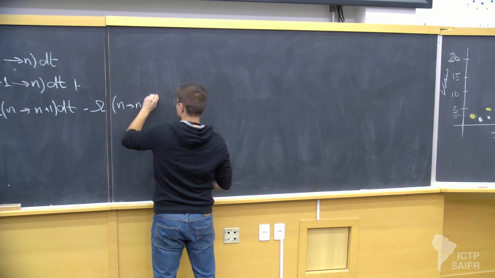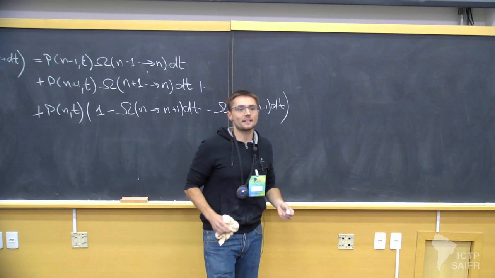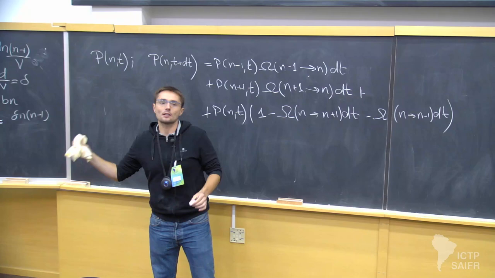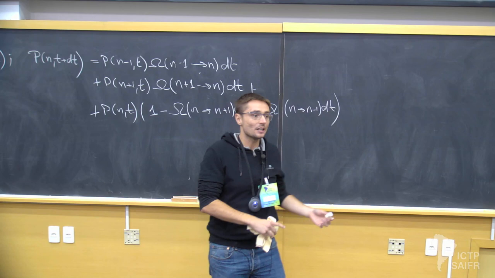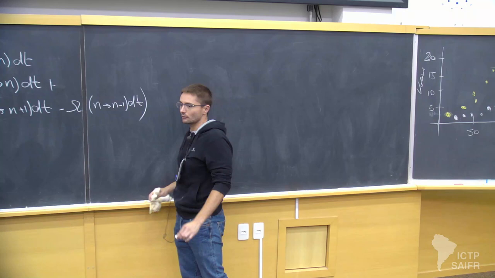Okay, so basically the probability of having n cells at a future time is equal to the probability of having n minus 1 and one cell is reproducing, plus the probability of having n plus 1 and one is dying, plus the probability of having n and nothing is happening. And this is what we are writing here.